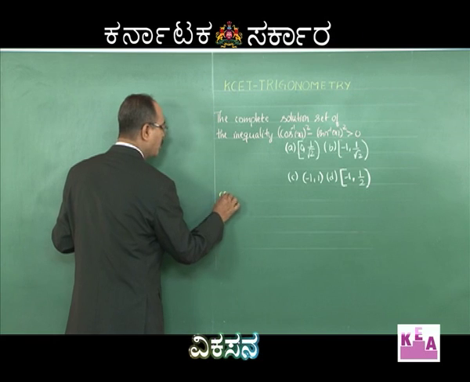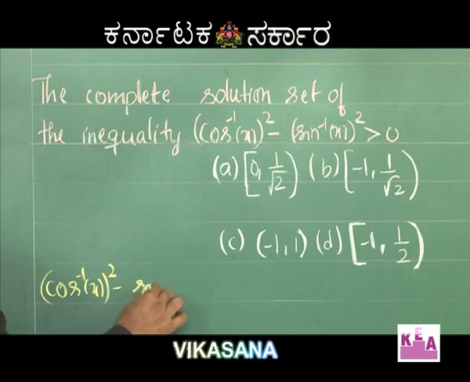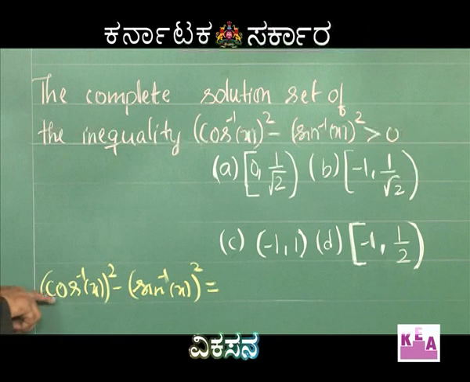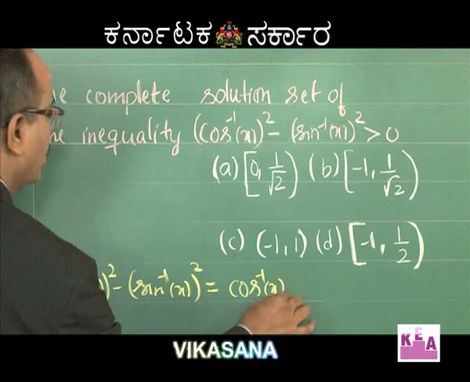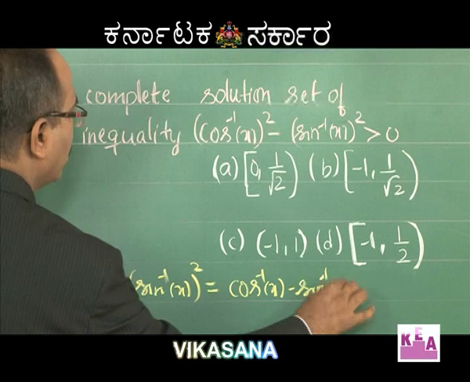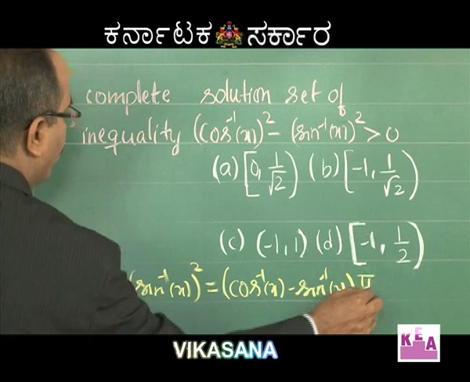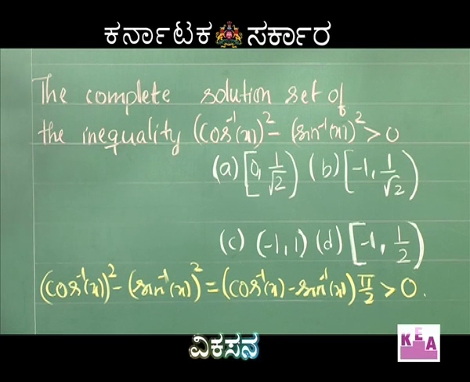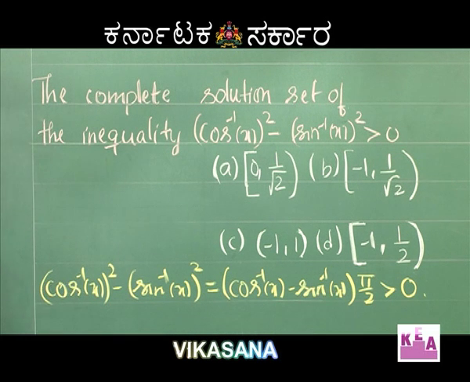We have cos inverse of x square of this minus sin inverse of x square of this is equal to, of the form a square minus b square, that is a minus b, that is cos inverse of x minus sin inverse of x into a plus b. What is a plus b? A plus b is cos inverse of x plus sin inverse of x. What is that? That is equal to pi by 2. And it is given as greater than 0. That is in the problem itself. That means to say, as this is fixed, cos inverse of x must be greater than sin inverse of x is the solution for this.